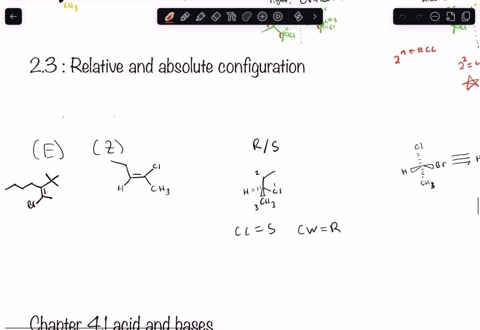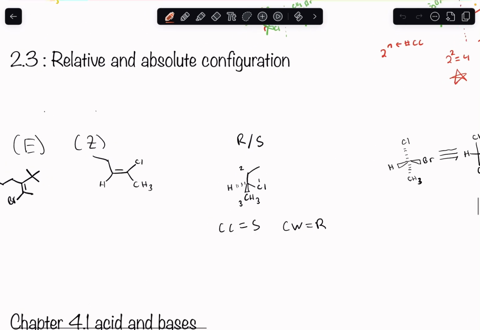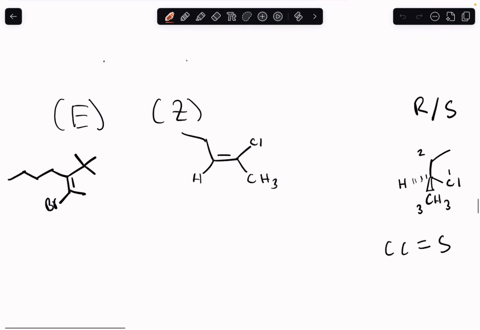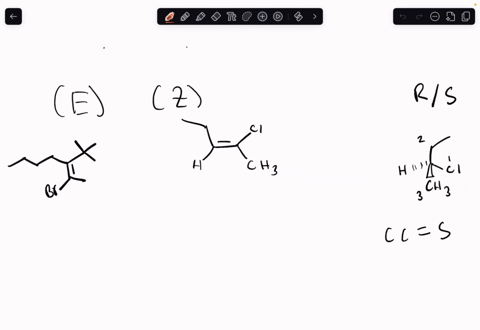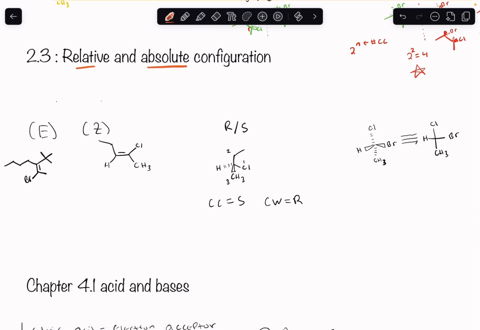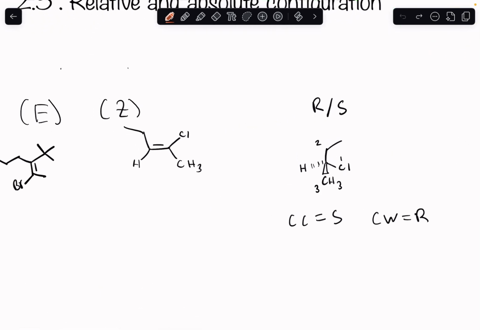So, relative and absolute configuration. These are just different configurations that you could find your molecule in. So here is E and here is Z, right? And if you haven't seen this before, you're probably asking, what does this mean? What you'll find about these configurations, relative and absolute, is that a lot of it has to do with priority groups.